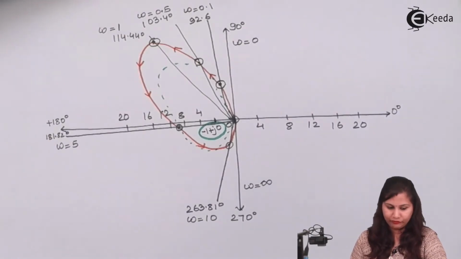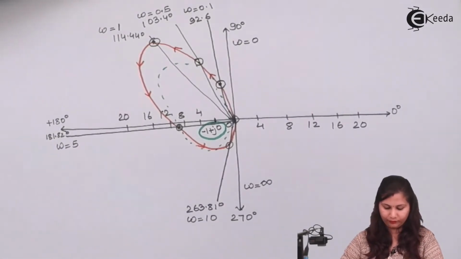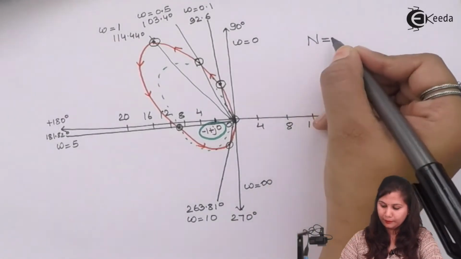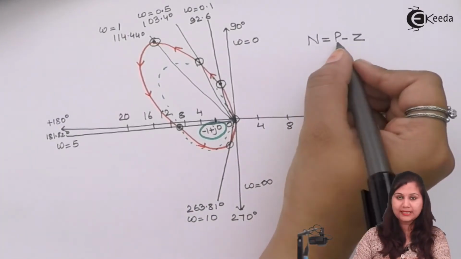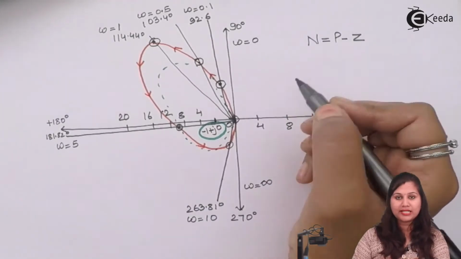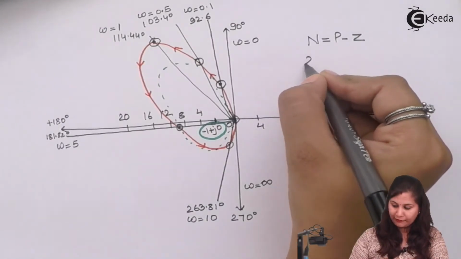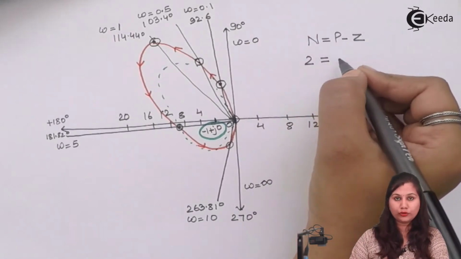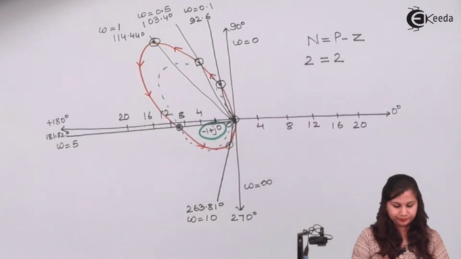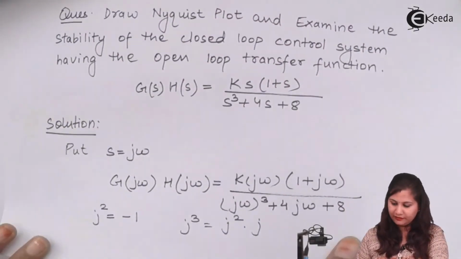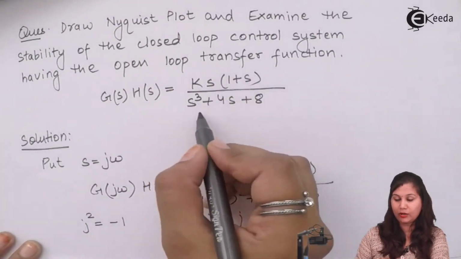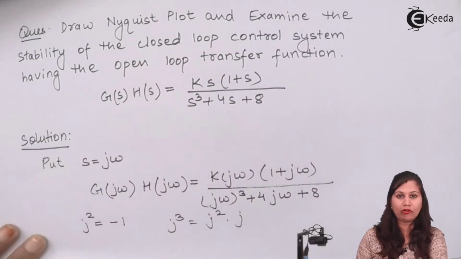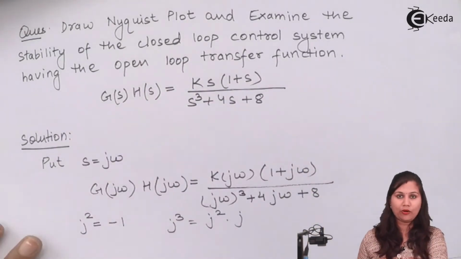So for the stability, we will have N equals to P minus Z. Okay. Now N is the number of encirclements, P is the number of poles, and Z is the number of zeros. So N encirclements, we have two encirclements. Poles are also two, because if we see the open loop transfer function, we have two poles which are lying on the right hand side of the S plane, because if we take out the roots of this equation, then there will be complex roots, and those complex roots will lie on the right hand side.